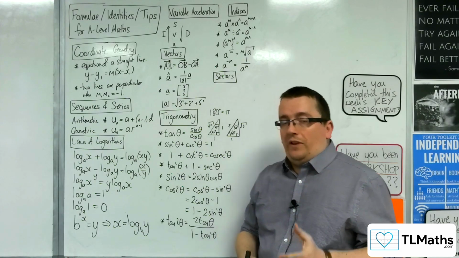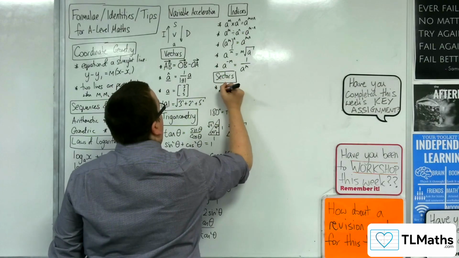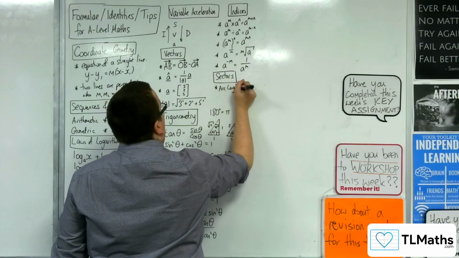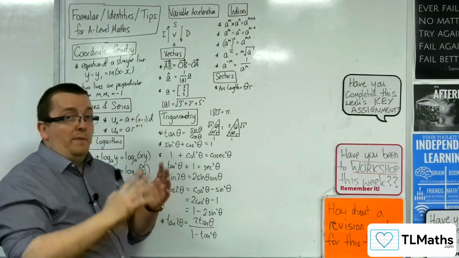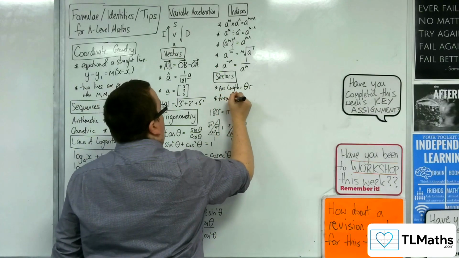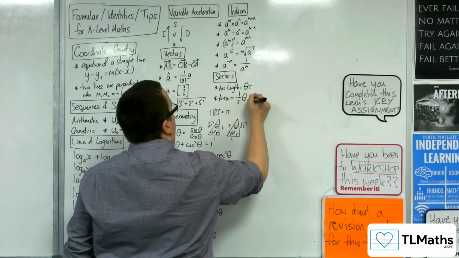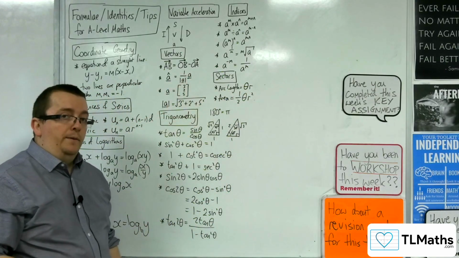Now for sectors, it's very important that you learn the two formulae for arc length and area. So arc length is the angle times the radius. So remember, these are in radians. And the area is equal to 1/2 theta r squared. Those two you must make sure you learn.